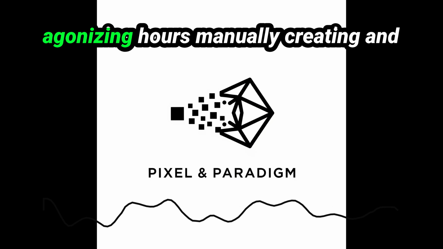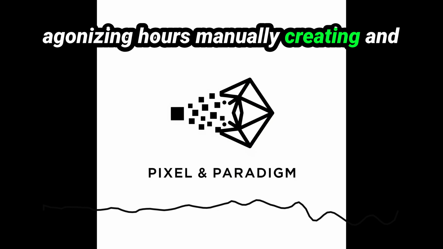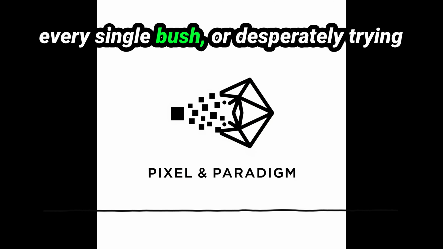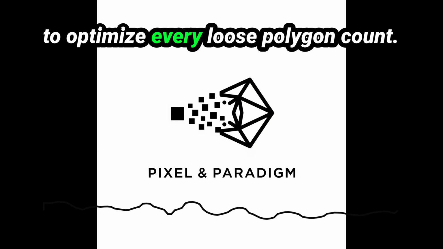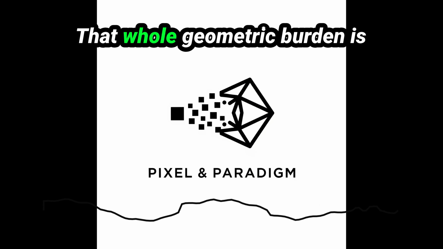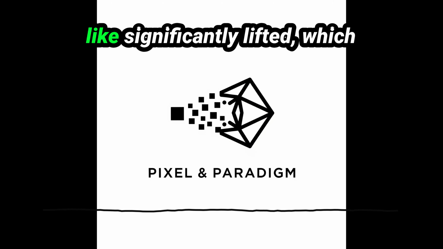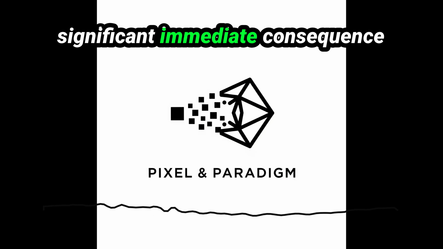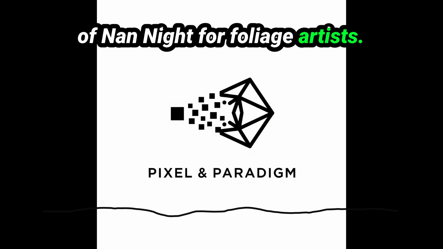Not having to spend agonizing hours manually creating and tweaking those separate LOD levels for every single bush, or desperately trying to optimize every loose polygon count. That whole geometric burden is significantly lifted. Which brings us right to the most significant immediate consequence of Nanite for foliage artists.